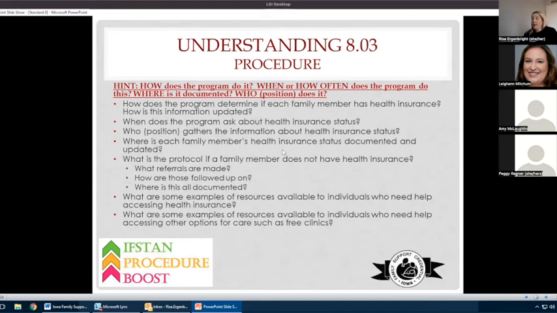If it's done on intake, maybe a supervisor initially captures it, but then what happens from there? Which position takes care of connecting them, if necessary, with health insurance, or free clinics, or those other things as they may be? Where is each family member's health insurance status documented and updated?